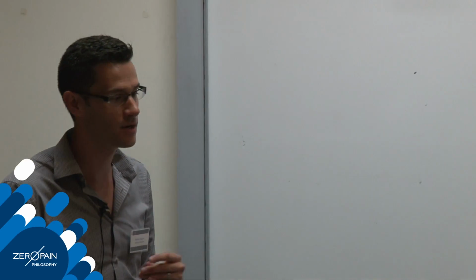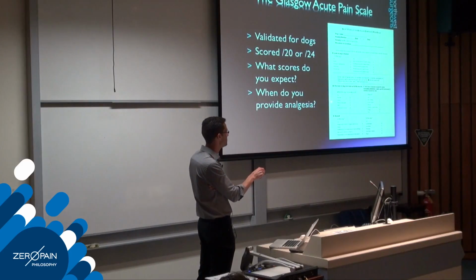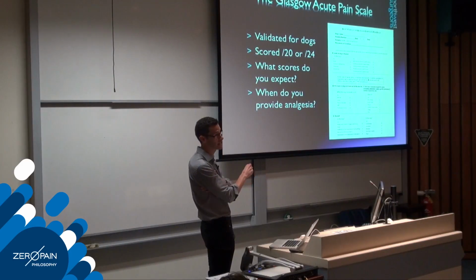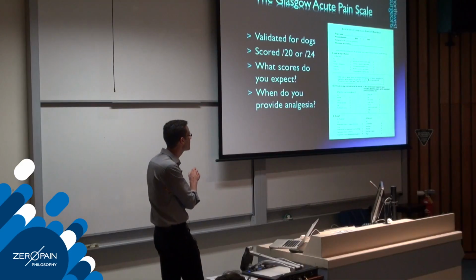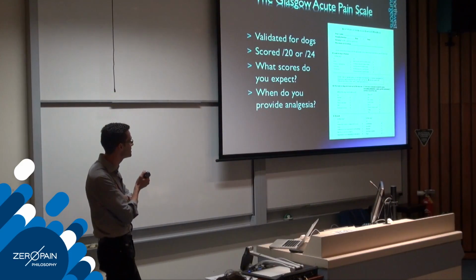So as I said, the Glasgow Acute Pain Scale is validated for use in dogs. There are 2 scores. It's either scored out of 20 or 24, depending on whether the dog is ambulatory or not. If it's non-ambulatory, then obviously you miss out the put lead on dog and lead out of kennel section. And what scores do you expect and when to provide analgesia?